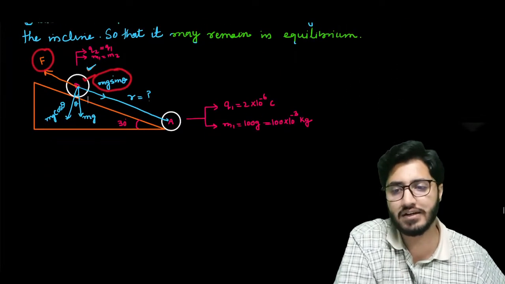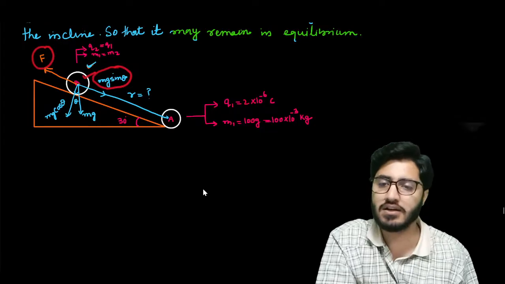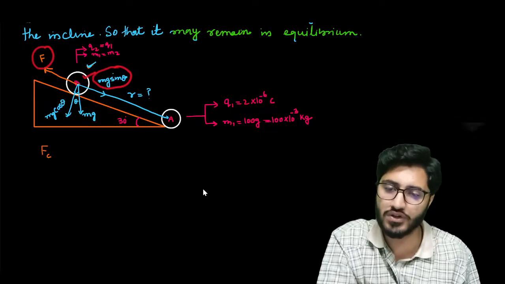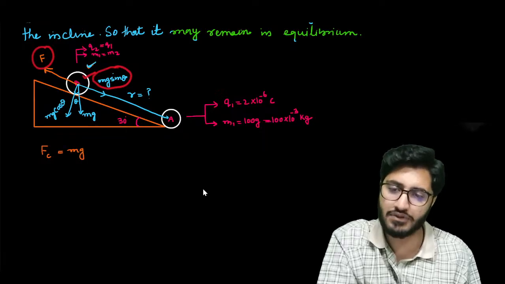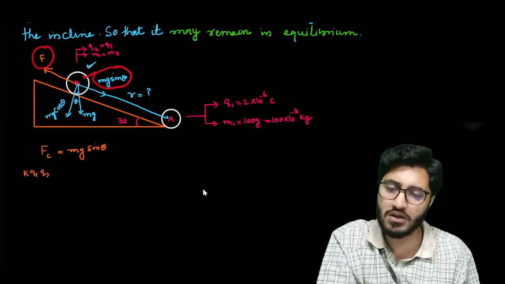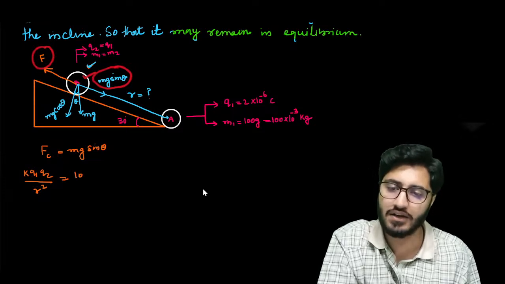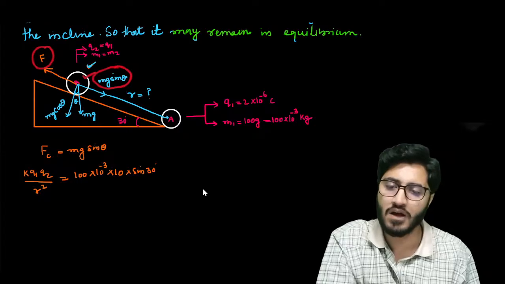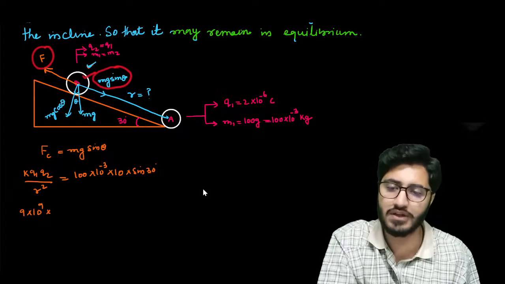So what I can write here is that force F, which is Coulomb's force, should be equal to mg sin theta. What is Coulomb's force? It is K Q1 Q2 whole divided by R square. Mass is 100 into 10 to power minus 3. G's value is 10. Then we have sine 30 degree. What is K? K is 9 into 10 to power 9. Q1 is 2 into 10 to power minus 6. Q2 is also 2 into 10 to power minus 6.